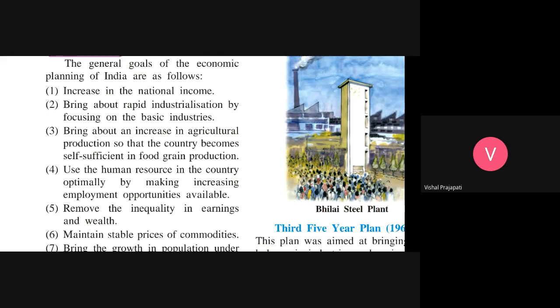So by giving proper focus and proper attention to them, we can bring rapid industrialization in our country. So this was the goal of economic planning. The third one is to bring about an increase in agriculture production so that the country becomes self-sufficient in food grains production. So we have to increase our agricultural productivity so that we will have enough food grains, so that people will not starve.